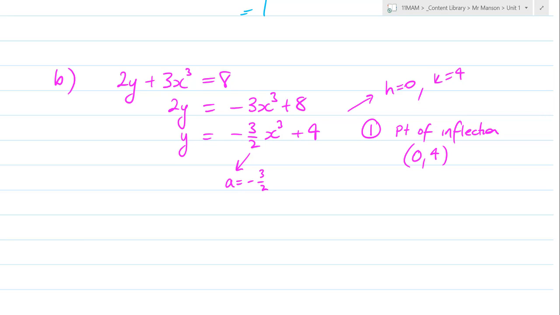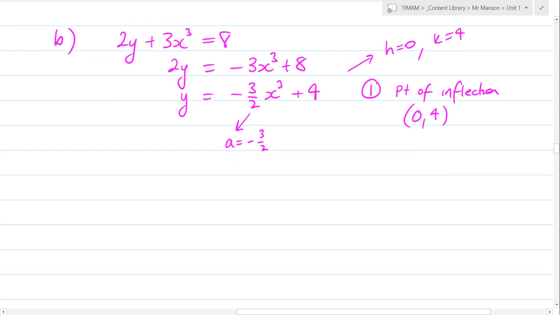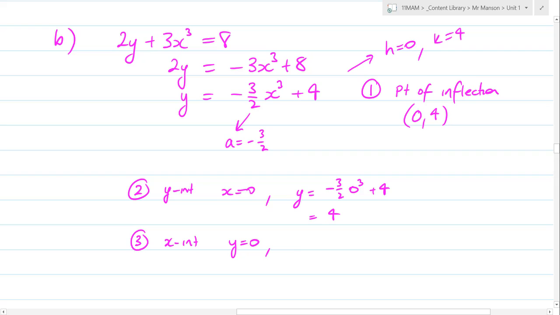Now, the y-intercept's easy. Can anybody tell me what the y-intercept is? The y-intercept's just 4. So I've already done number 1. So point number 2, the y-intercept: x equals 0, y equals negative 3 over 2, 0 cubed plus 4, which equals 4. Point 3, the x-intercept is when y equals 0, and I get 0 equals negative 3 over 2 x cubed plus 4. And now I can go about rearranging this.